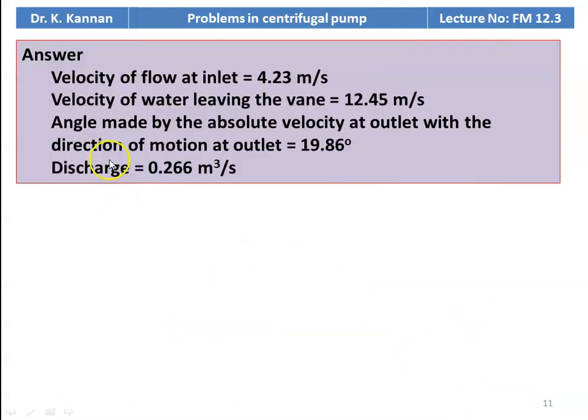Then the answer to the problem: velocity of the flow at the inlet is 4.23 meters per second, velocity of water leaving the vane is 12.45 meters per second, angle made by the absolute velocity at the outlet with the direction of motion at the outlet is 19.86 degrees, discharge is 0.266 meter cube per second.